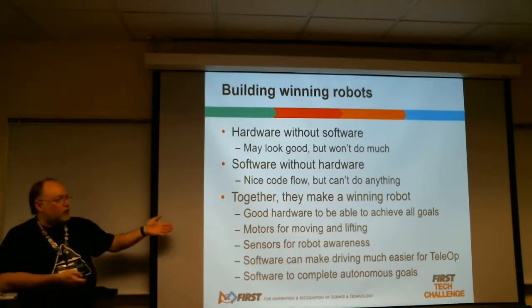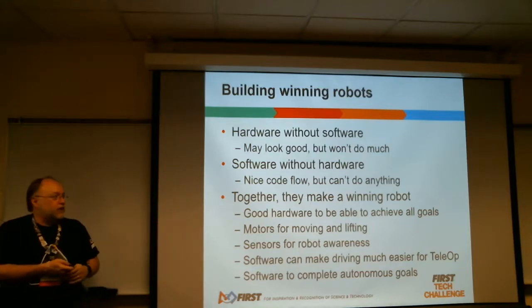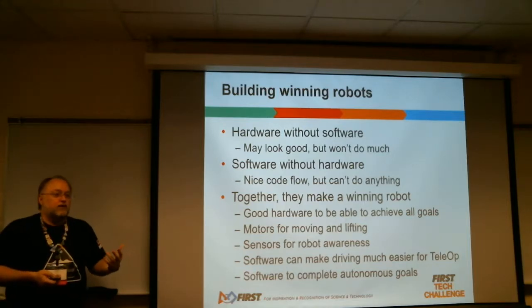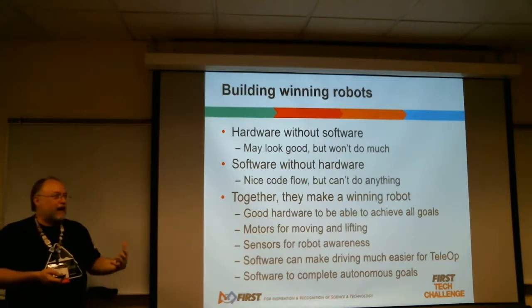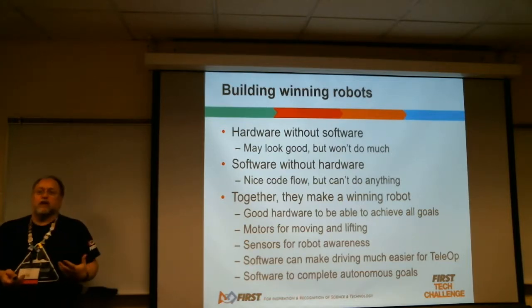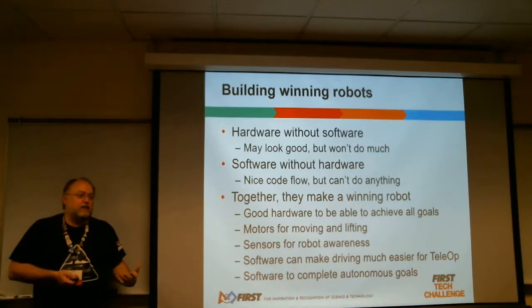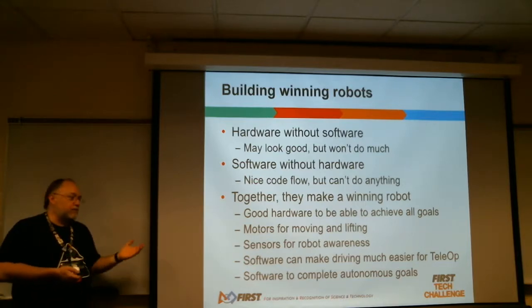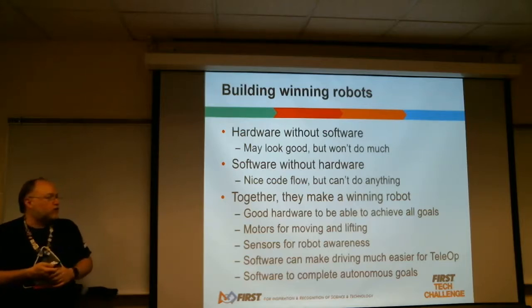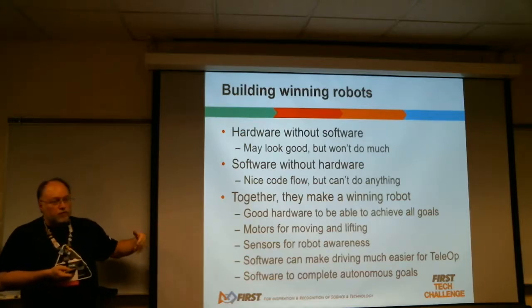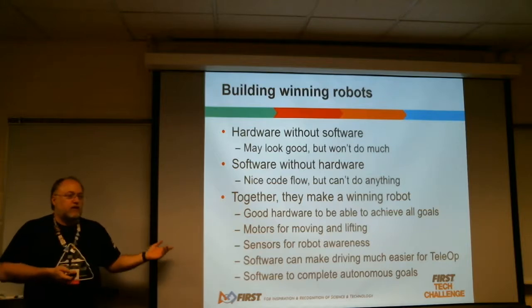But together, software and hardware make a good robot. You can achieve your goals. You need the right hardware. Software is not going to make your robot reach higher than the hardware can reach. So you've got to have the right hardware, but the software can make it precise. The software can make it so that the driver can turn. It can make it so that autonomous actually works. It can make your robot achieve your goals. So you control the motors for moving and lifting and doing various things.